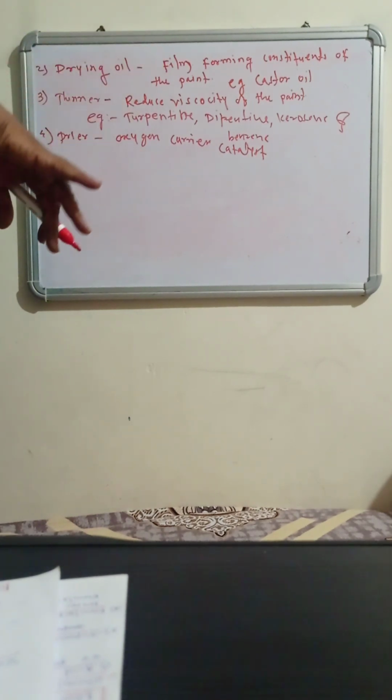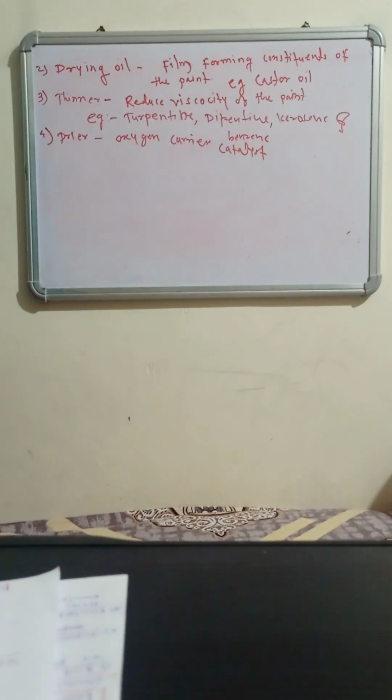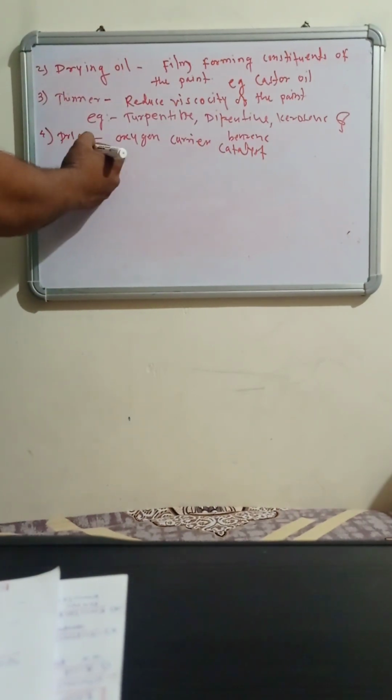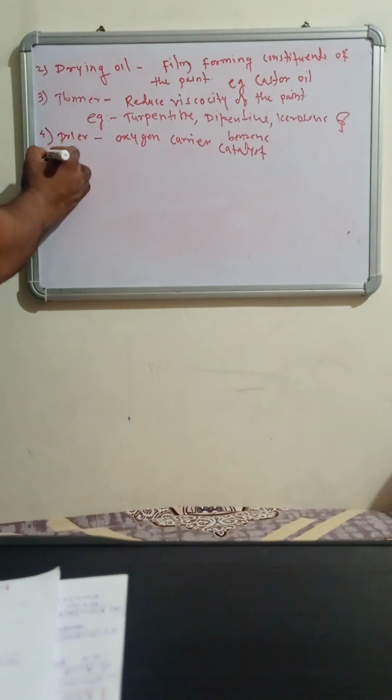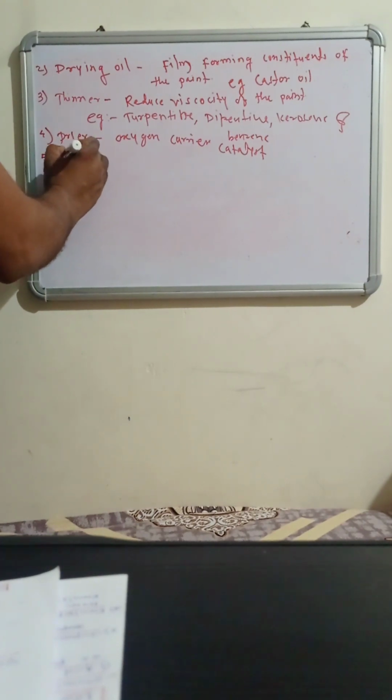So because the dryer is an oxygen carrier catalyst, this is the fourth ingredient which is present in the paint. Fifth is the extender.